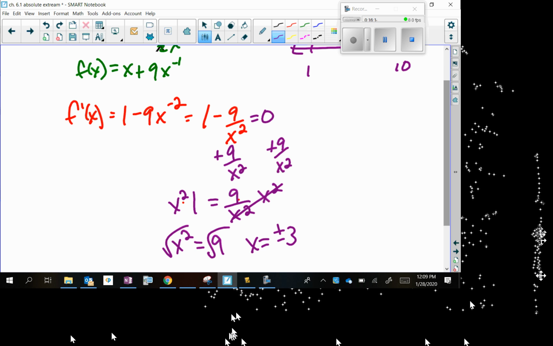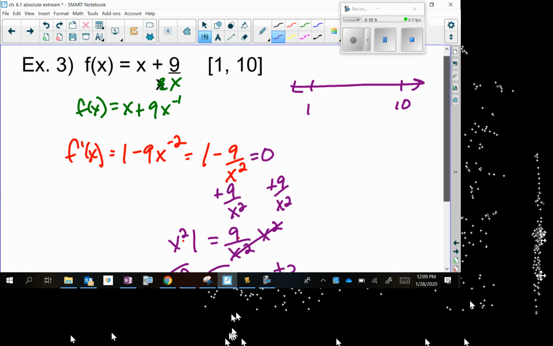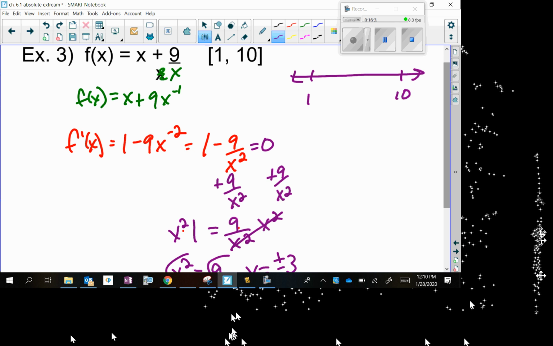And again, we're going to do this a lot in this chapter. Anytime you're solving for x, like taking the square root of something, you're going to get a plus or minus, right? Because positive 3 times 3 would give you positive 9, and negative 3 times negative 3 would give you 9. So again, which number are we worried about? Plus 3. So now we just need f of 1, f of 3, and f of 10.